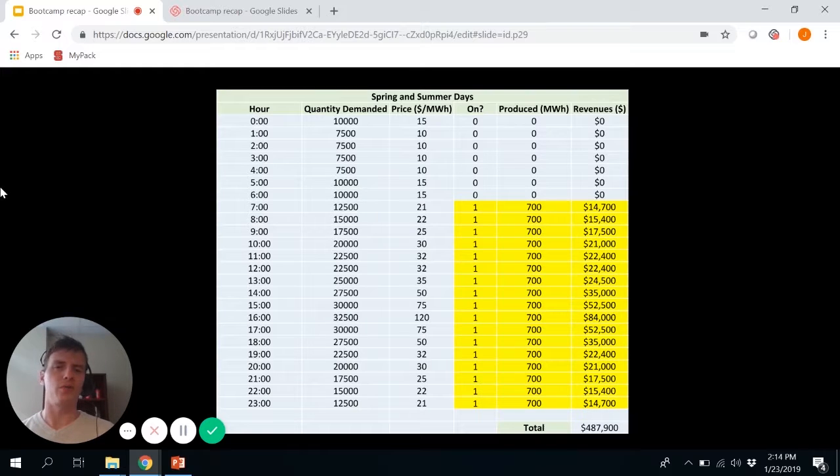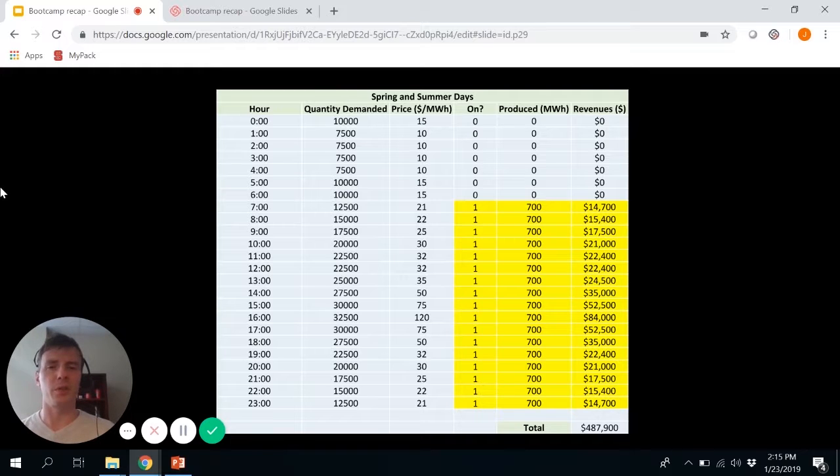We have a couple extra columns here, one for the on, which is just a binary 1-0 condition describing whether the power plant is on or off. We're assuming that if it's on, it's going to be producing 700 megawatt hours, and if it's off, it's going to be producing nothing. And so those ones and zeros allow us to create a formula in the produced megawatt hours column, where that formula is equal to 700 times whatever the value is in the on column. So if we say 700 times 0, we just get 0 produced megawatt hours. And if we say 700 megawatts times 1, we get 700 megawatts.